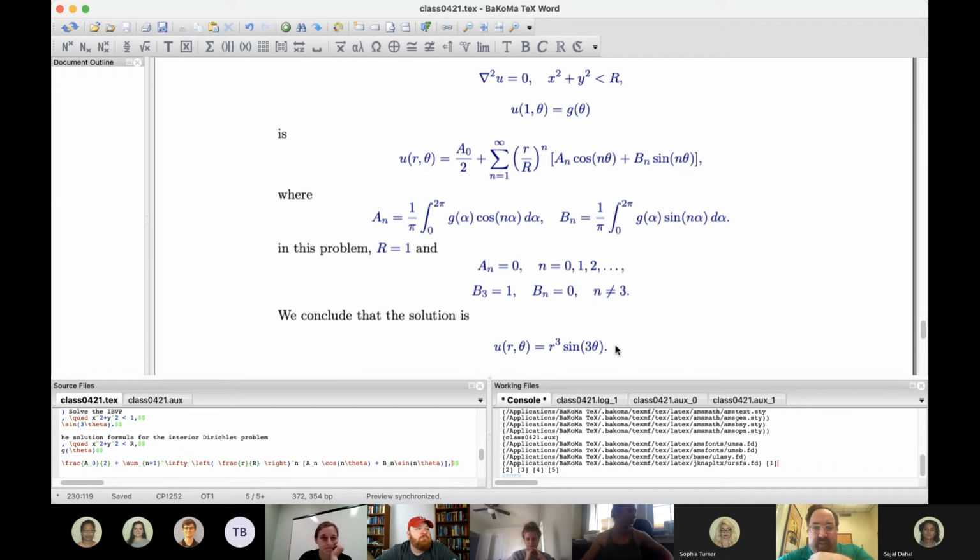The same is true of problem 7. That's the exterior Dirichlet problem. The only difference there is that you're putting negative powers of R in front of each term.